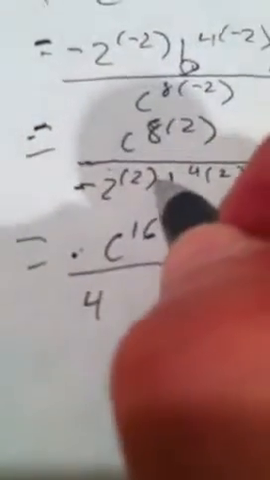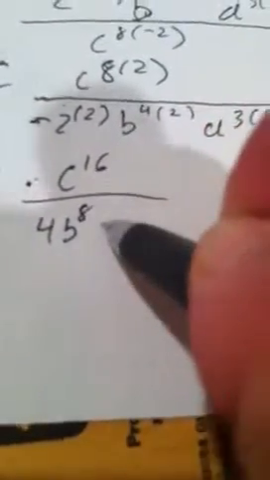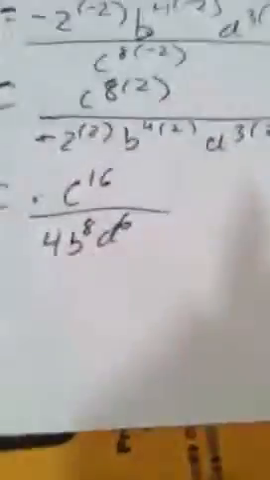And now you just basically multiply. So you're left with c to the 16th, all over 4. Negative 2 squared is a positive 4. b to the 8th, and d to the 6th. And that's the fully simplified form, you can't go any further than that.